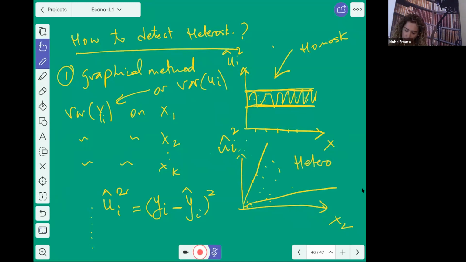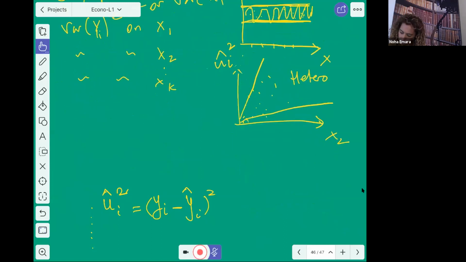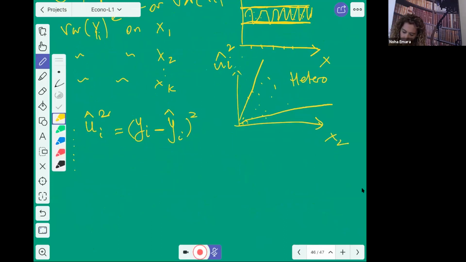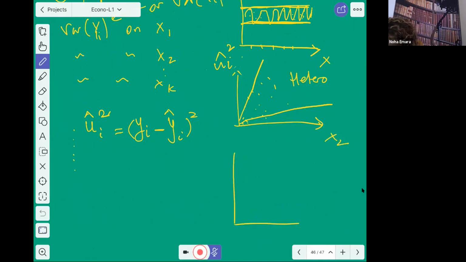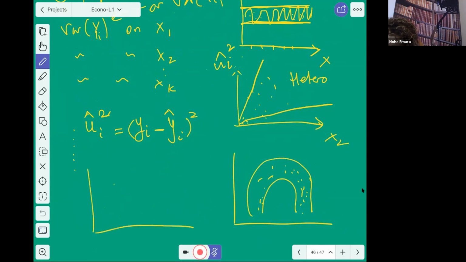I can also have different possibilities. You can have an inverted U shape, or a U shape. That is heteroskedasticity. Anything that is not constant is heteroskedasticity, okay?